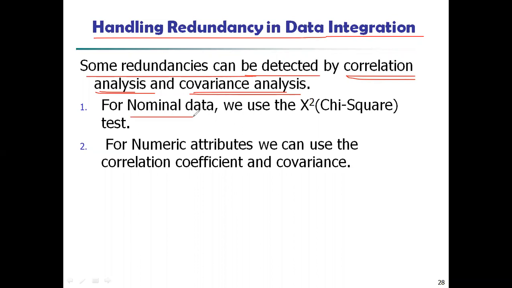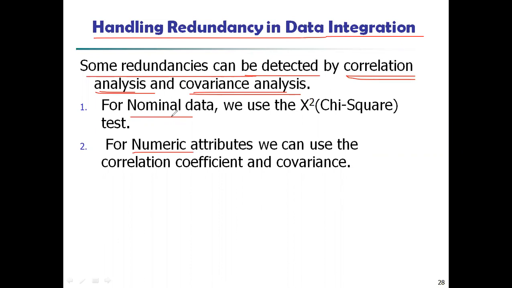We have discussed in earlier classes the types of data: nominal data, ordinal data, numeric data, binary data, the types of data which can be handled by data mining, isn't it? So in data integration, we are going to consider two kinds of data. First one is nominal data. Second one is numeric attribute data.